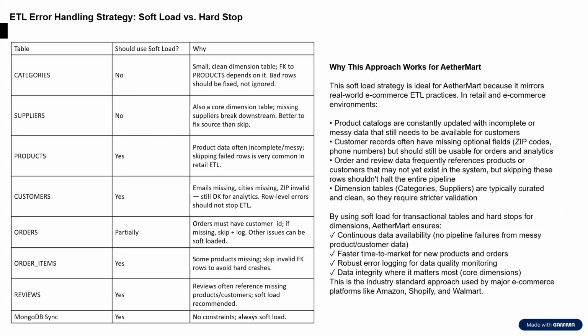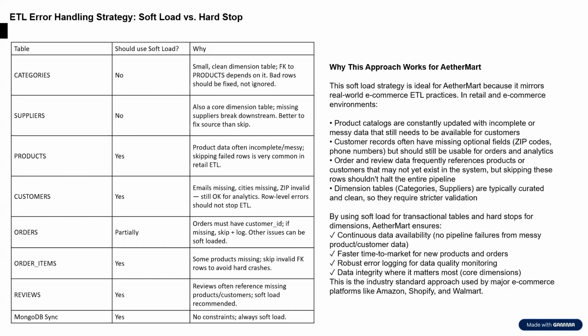So this is one of the most important design choices, that is soft load versus hard stop. The question is, how do we decide whether we have to roll back all the data if one or two rows fail? So the strategy that I have chosen is to use soft load, that is, load all the data which is successful, and if a few rows are unsuccessful, just do not insert them in the main tables.